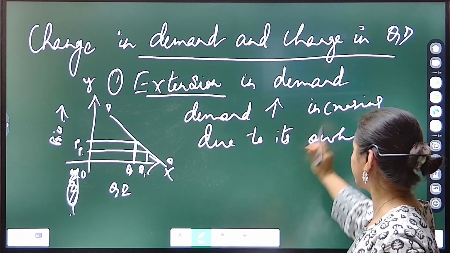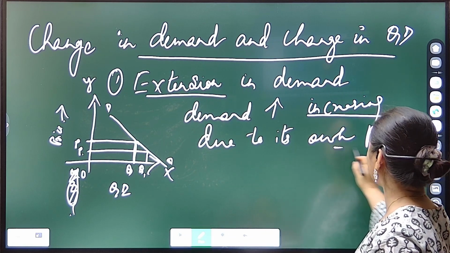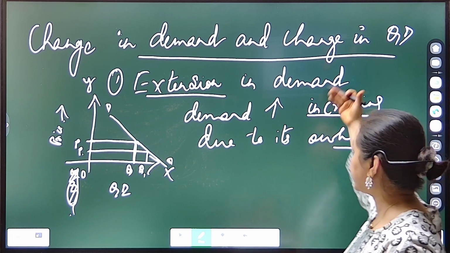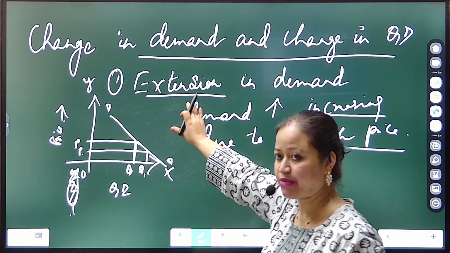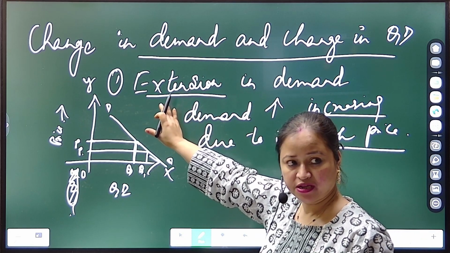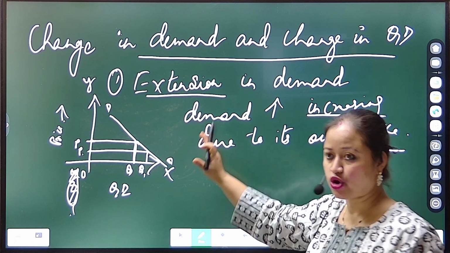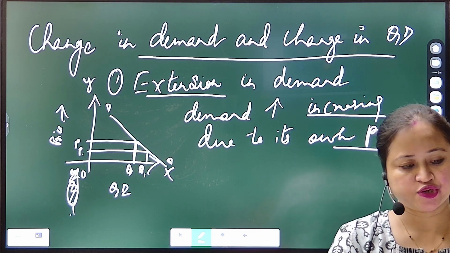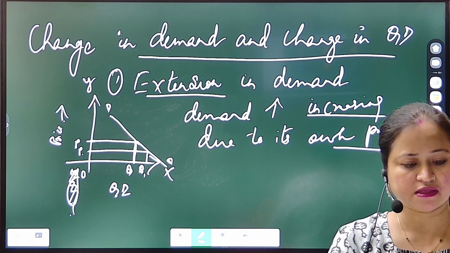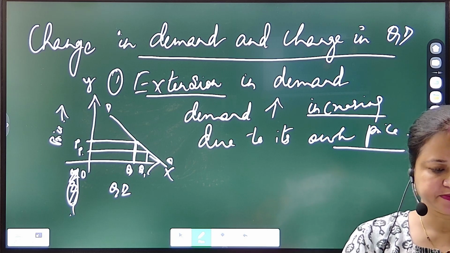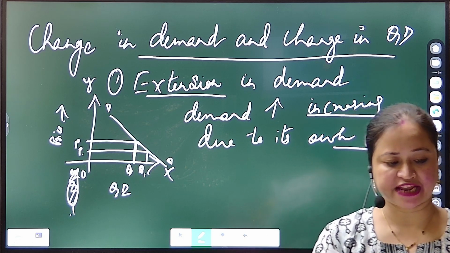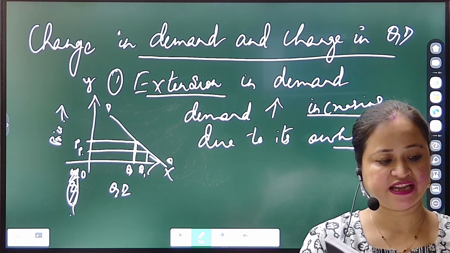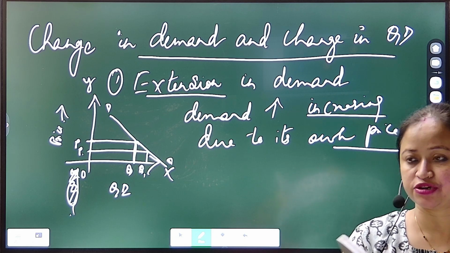So demand is increasing. Why? Because of its own price. When own price is decreasing and demand is increasing, that is the case of extension in demand. Clear? And other factors remain constant. So here again you see, these changes in demand are called extension and contraction in demand. When the price is decreased, the demand is extended. When the price is increased, the demand is contracted.